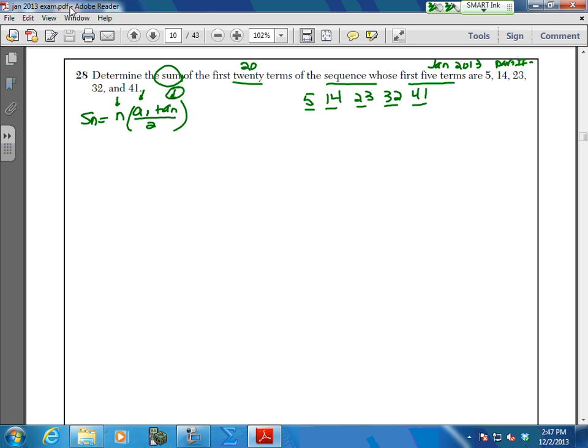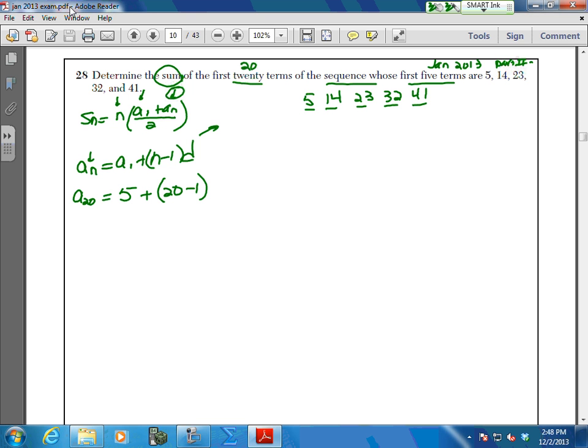If you remember this formula, and I would write this down on your formula sheet so that you have it, this will find a specific term. So we want this term to be the 20th term. We have our first one, and we know how many we want, but we don't know what the difference is between them.